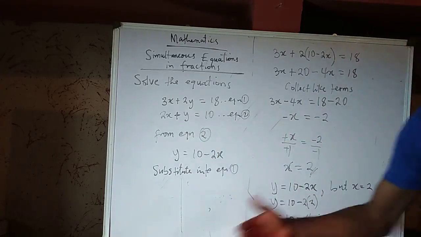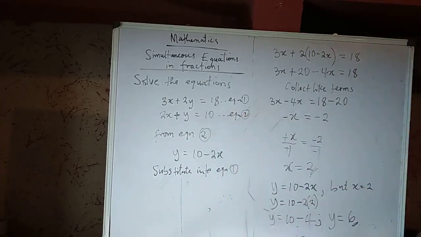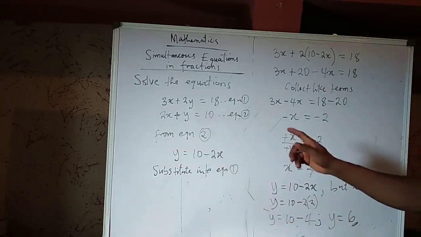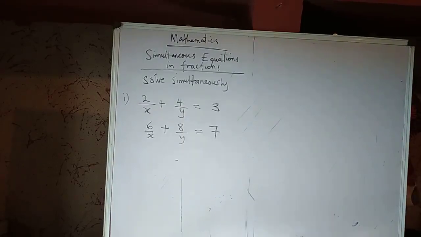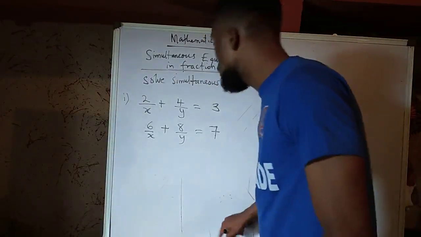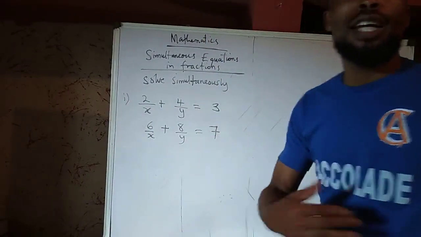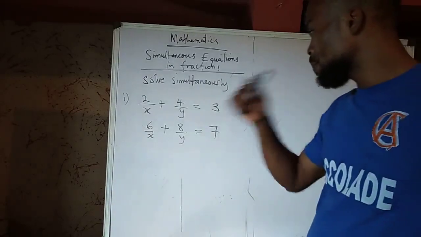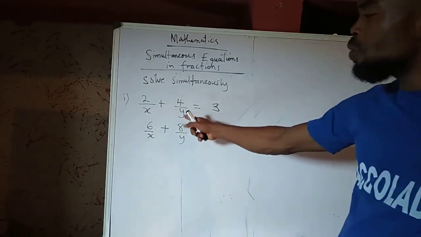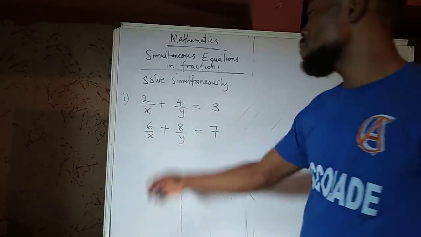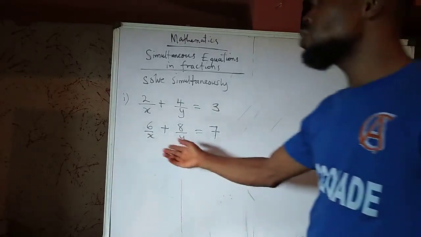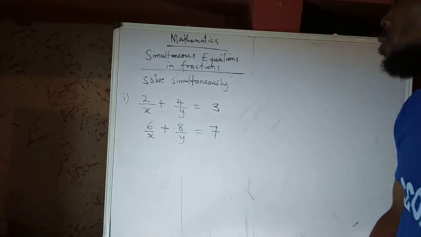You see, we started by clearing the fraction, and then we choose the method and we solve. Alright, so there's going to be another example on simultaneous equations in fractions. This particular simultaneous equation is still in fraction, but contrary to the one we just did, you find out that the variables are the denominators. So the question now becomes, how do we solve a simultaneous equation problem like this?